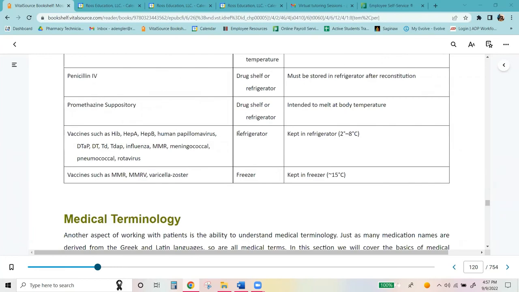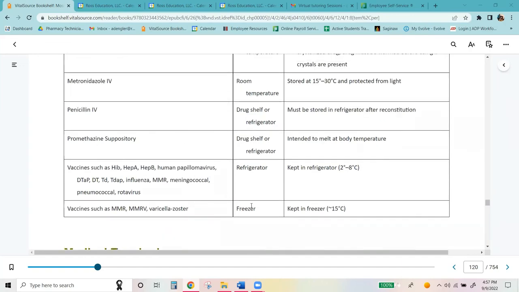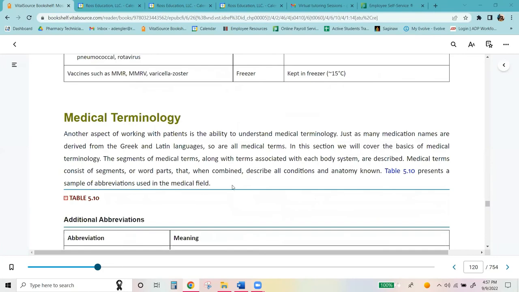Vaccines are probably going to be your most important items that come for fridge and freezer, besides the expensive medications and insulin and things like that.